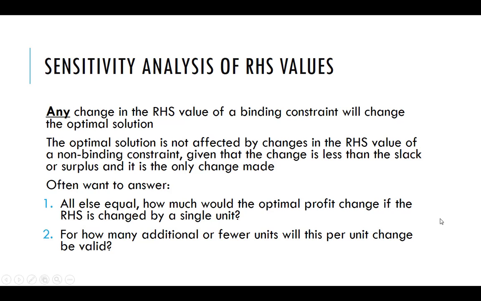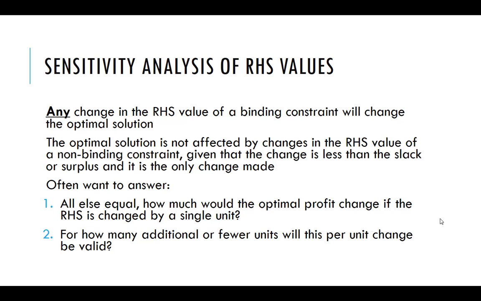So let's continue with the sensitivity analysis report that comes out from our linear programming problems. Any change in the right-hand side value of a binding constraint will change the optimal solution. If I go up or down on the right-hand side, it's going to change if it's a binding constraint, because it's the thing that's stopping me from doing stuff, right? It's where the corner point that solves the problem is. It's going to change.